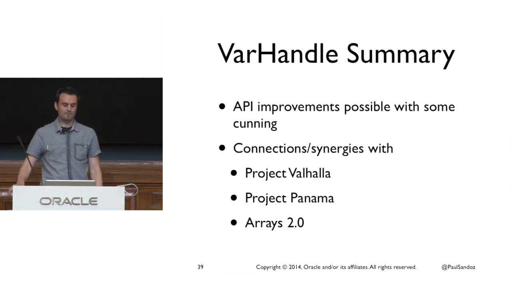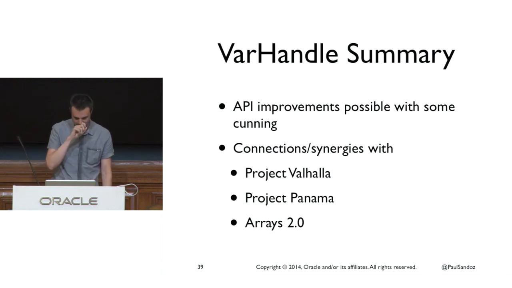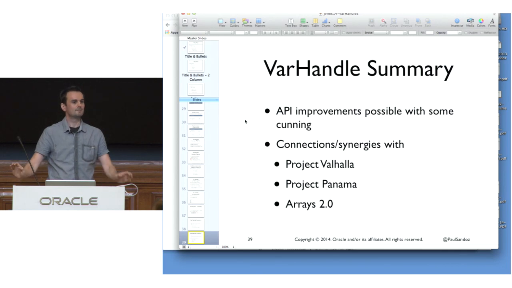There's some API improvements that are possible with some cunning. I'm not sure if it's the right thing to do, whether we should wait till Valhalla comes along and use that instead. But there's some interesting synergies here between Valhalla, between Panama, and Arrays 2.0. So it's kind of interesting, exciting stuff, intersecting all these little things here. And that's it. Any questions?